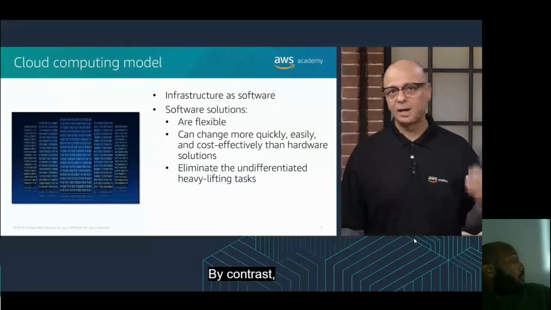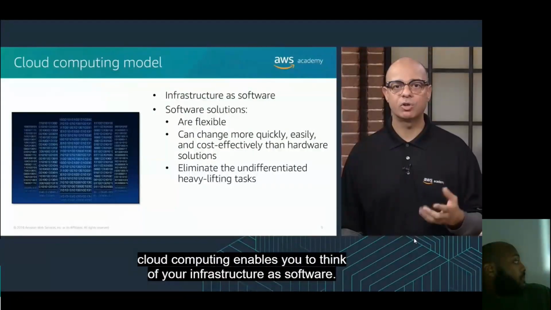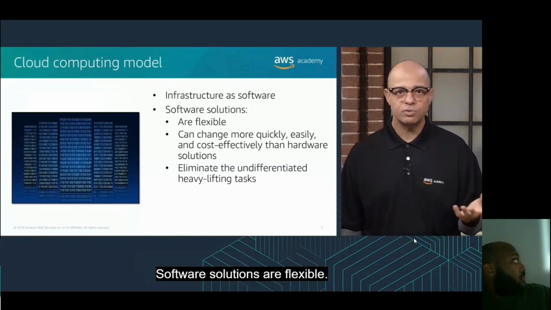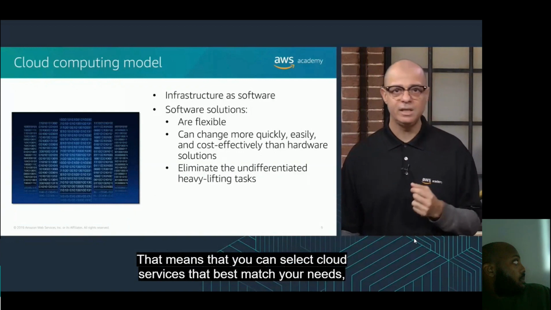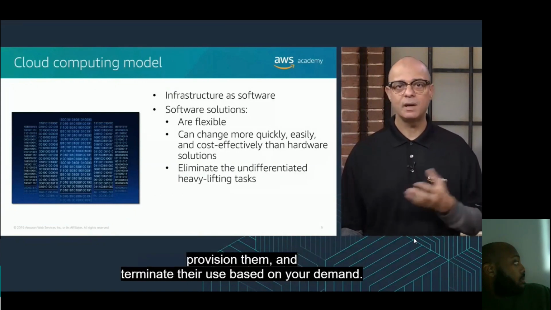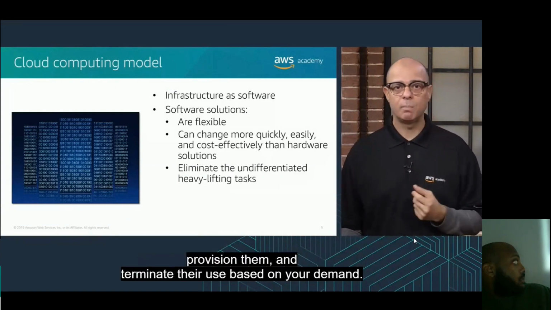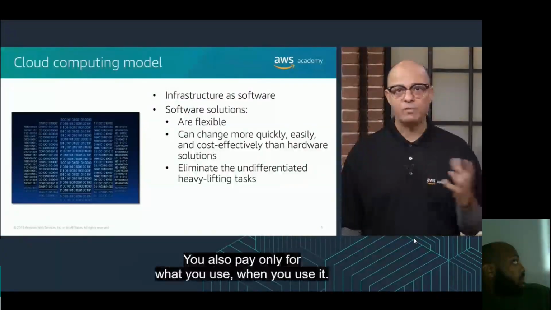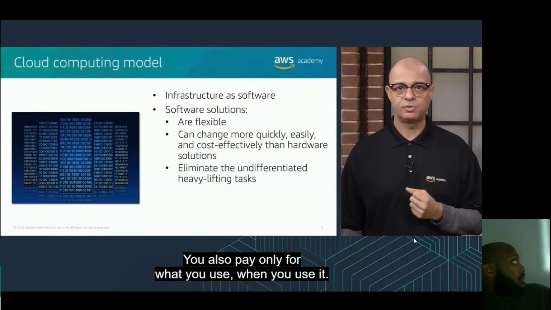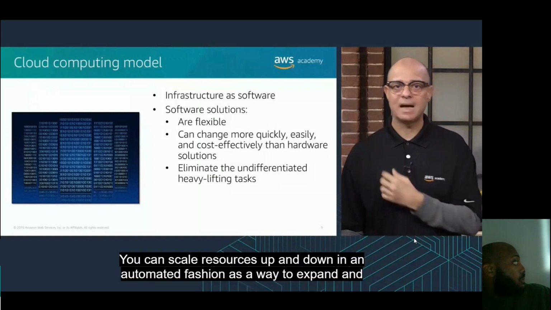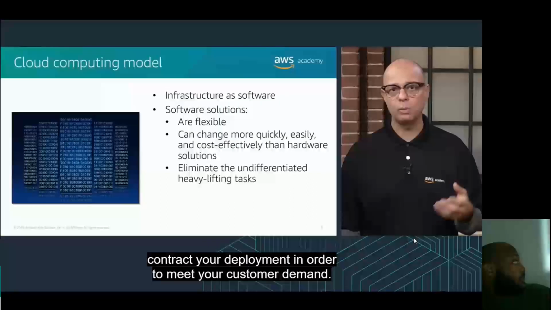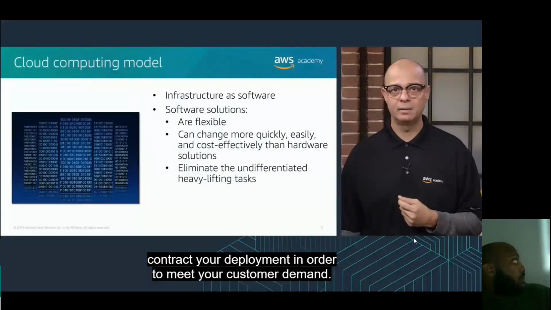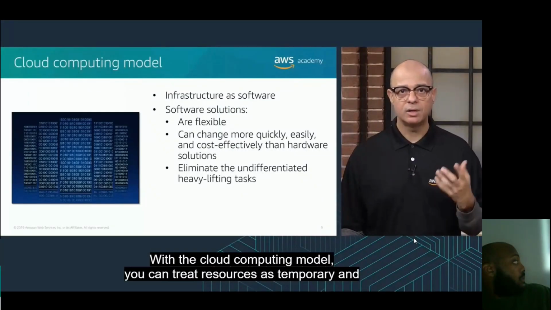By contrast, cloud computing enables you to think of your infrastructure as software. Software solutions are flexible. That means that you can select cloud services that best match your needs, provision them, and terminate their use based on your demand. You also pay only for what you use, when you use it. You can scale resources up and down in an automated fashion as a way to expand and contract your deployment in order to meet your customer demand. With the cloud computing model, you can treat resources as temporary and disposable.